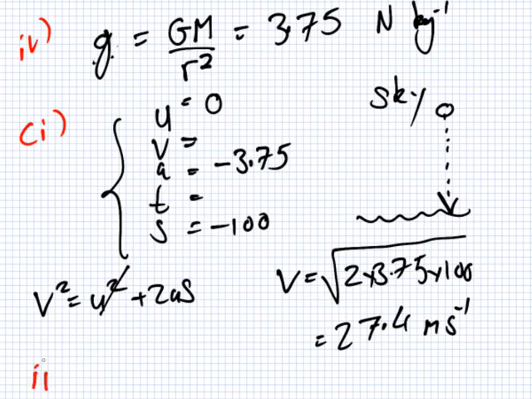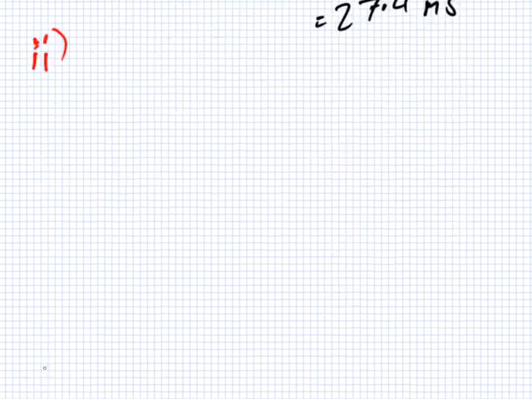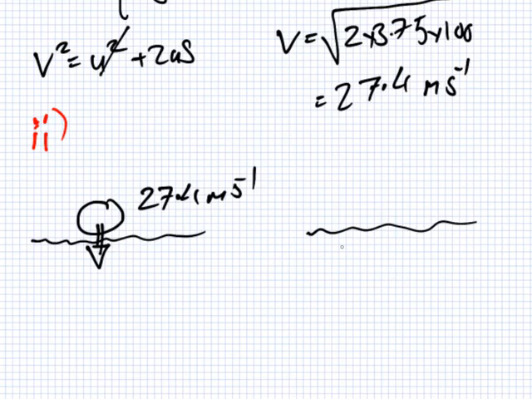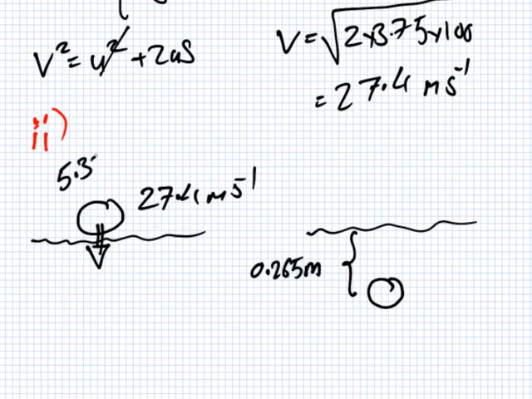part 2, the probe hits the sand. So what happens here is the probe is traveling down with a speed of 27.4 meters per second, but then of course it stops a distance of 0.265 meters into the ground. The mass is 5.32 kilograms. And are we given the time? No.